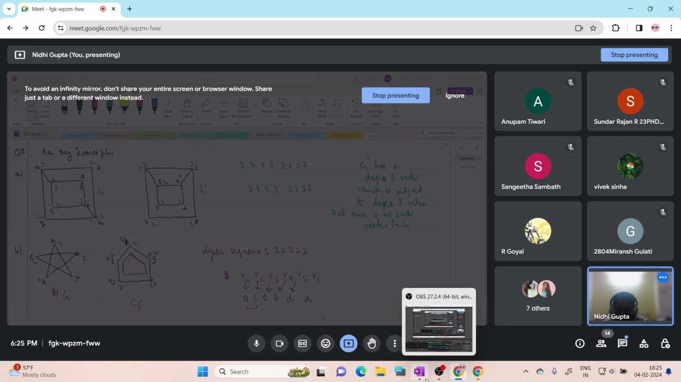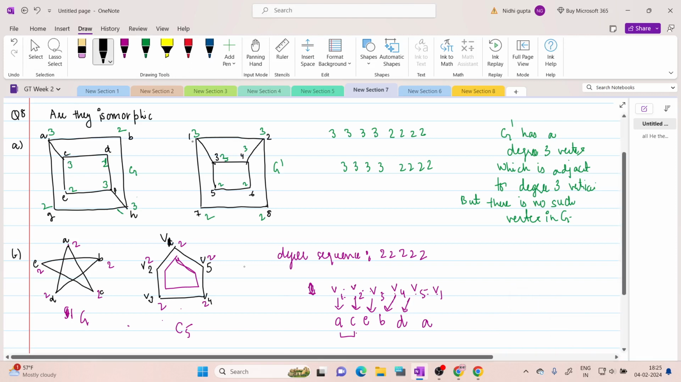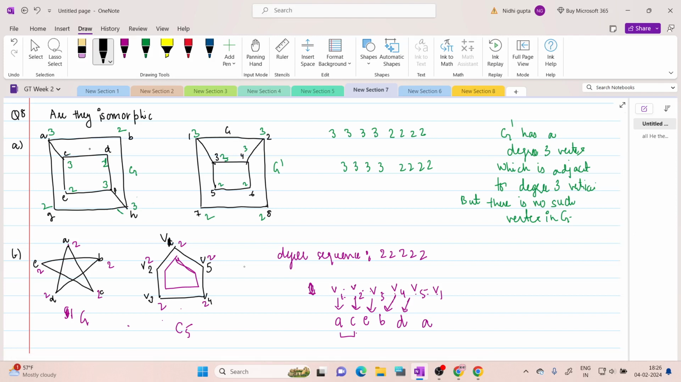So in this one we showed that they are non-isomorphic by looking at the vertices. We were able to find a degree 3 vertex in this second graph G prime, which is adjacent to 2 degree 3 vertices. But in this graph there is no such degree 3 vertex which is adjacent to 2 degree 3 vertices. So these two cannot be isomorphic. But then this is totally a hit and trial approach. So what about something which is more algorithmic?